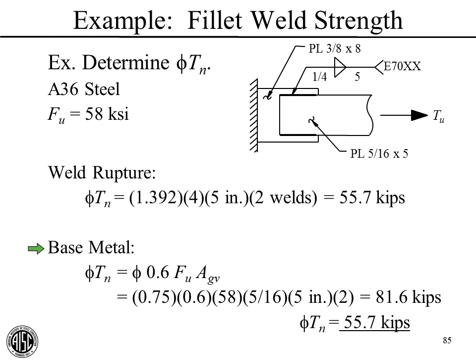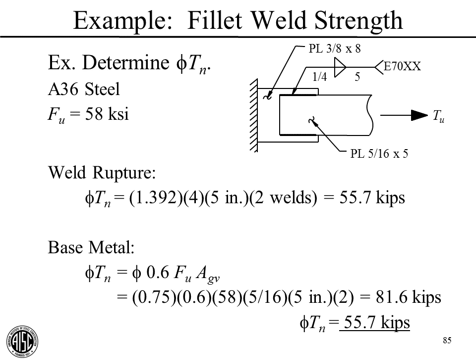Next, base metal. Let's exercise the equation from the previous slide. Here we have phi is 0.75, 0.6 times 58, which is the F sub U for the plate, times 5/16. We know this one controls because it's thinner than this one. Times 5 inches. Note here, the length we use for this check is always the weld length. So if you slide this back a little bit where we have a gap there, we would still use 5 in this calculation. And then we have two of these lines. We have a failure along here and a failure along there, so we have two. This comes out to be 81.6 kips.